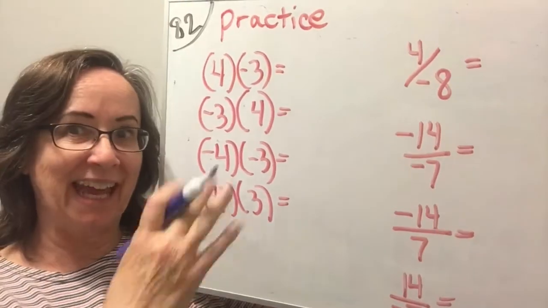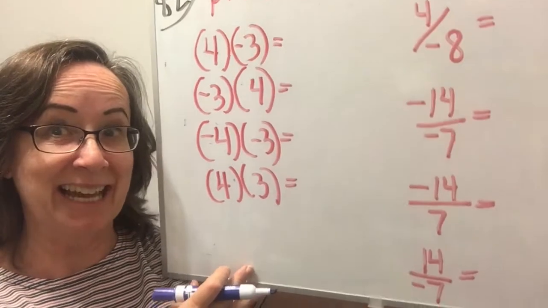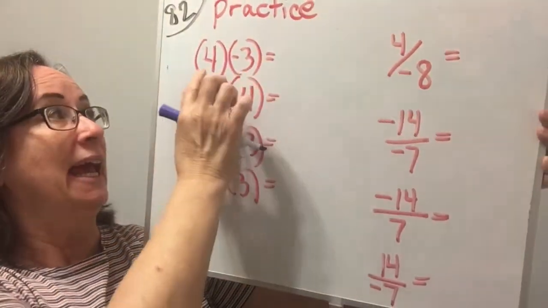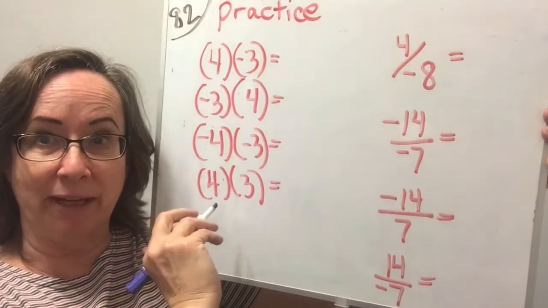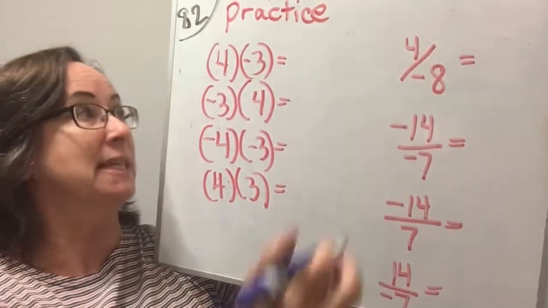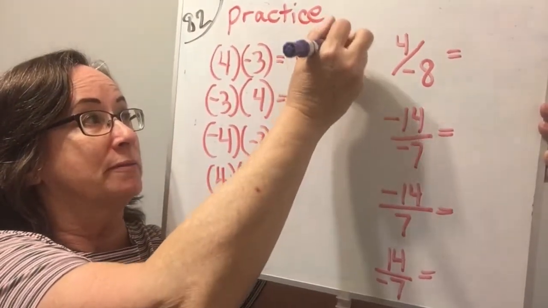All right, we have 8 very short practice problems for this lesson, and then we're done with Lesson 82. Okay, so here we're practicing, and we have 4 times a negative 3. Well, we have a positive times a negative. Those are opposites, so we're going to get a negative result, and 4 times 3 is 12.